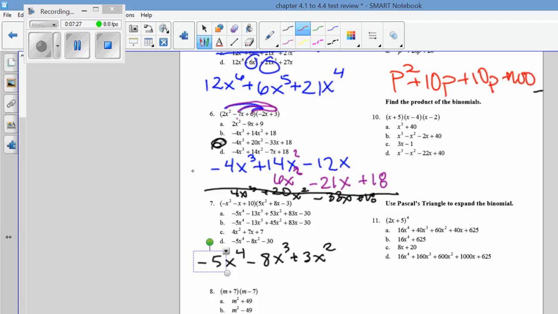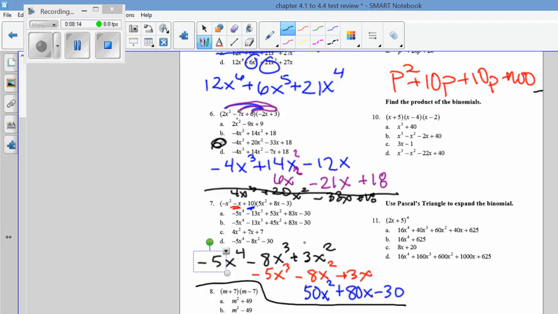Okay, I'm changing colors. Now I'm going to do the negative x, this one, the negative x. So negative x times 5x squared is going to be negative 5x cubed. The negative x with the 8x makes minus 8x squared. And then negative x with the minus 3 makes plus 3x. Okay, changing colors again to do this last one. Now we give 10 to everything. So 10 with the 5x squared makes 50x squared. And then 80x. And then minus 30.